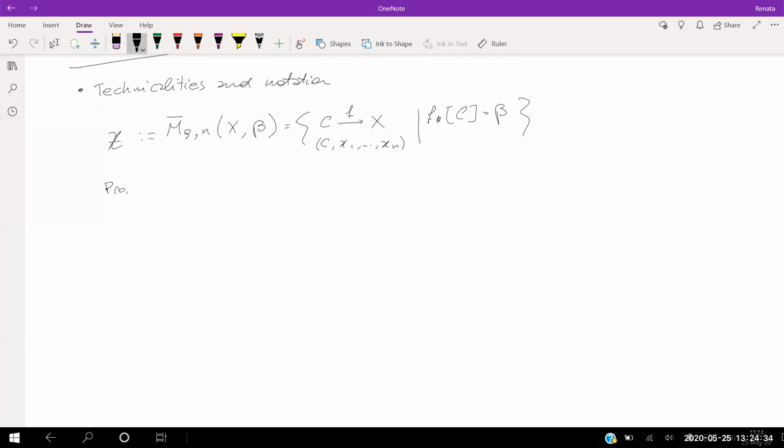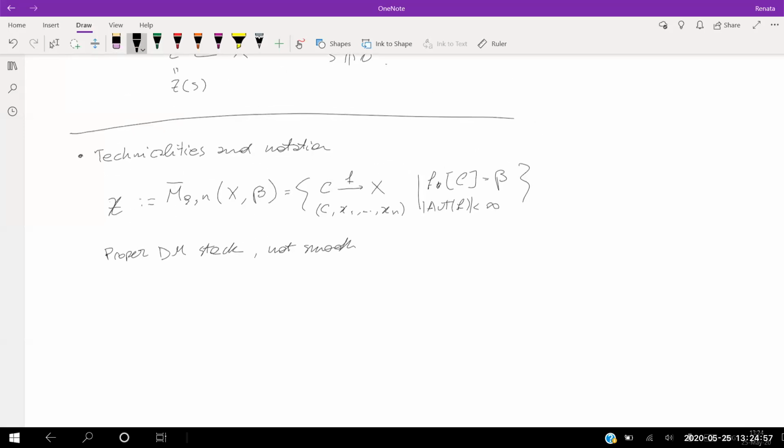Now, this is of course a proper DM stack. It's DM if we also ask for this data to be stable. So this is a proper DM stack, but it's not smooth. And as I guess briefly talked about in the genus 1 story, it has different components in different dimensions. So one can get a nice theory by integrating against the usual fundamental class. Is not very useful.